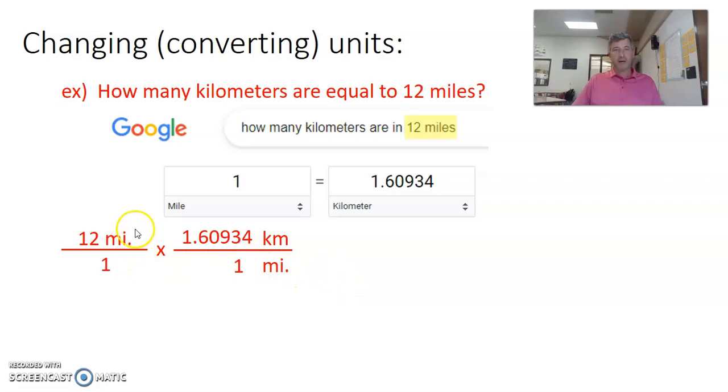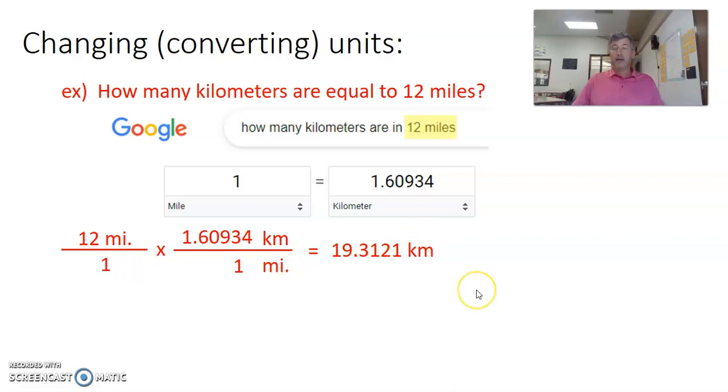And that's it. So I would cancel miles because it shows up on top and bottom. If I divide miles by miles, it goes to 1, and I would be left with kilometers in my answer. So I'm ready to plug it in the calculator. 12 times 1.60934 divided by the product of 1 times 1, which of course is just 1. So really it's just 12 times 1.60934, and I get an answer like this. Again, my unit is kilometers because miles are already canceled.